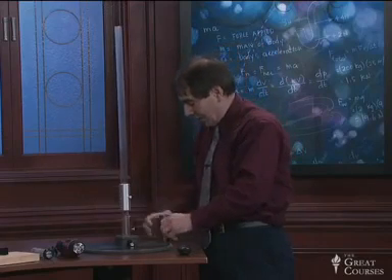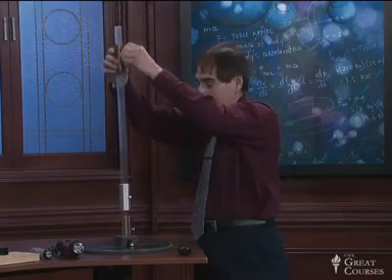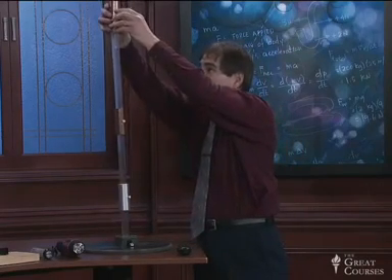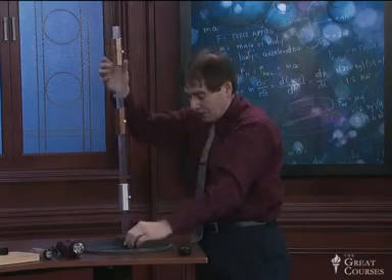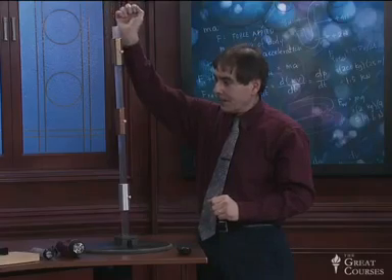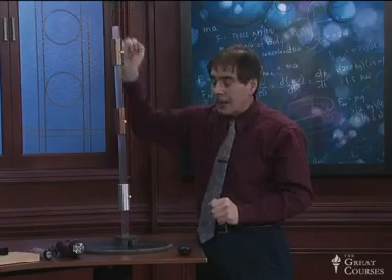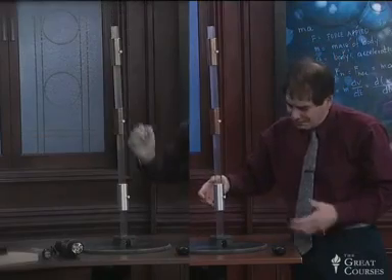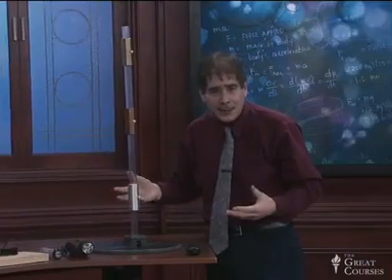I'll put the aluminum one at the bottom. I'll put the copper one in the middle. And I'll put the brass one at the top. It doesn't matter. And watch what happens as I drop the ball. Here we go. It went fairly quickly through the brass, spent forever to get through the copper, and then went moderately quickly through the aluminum. What's going on there?